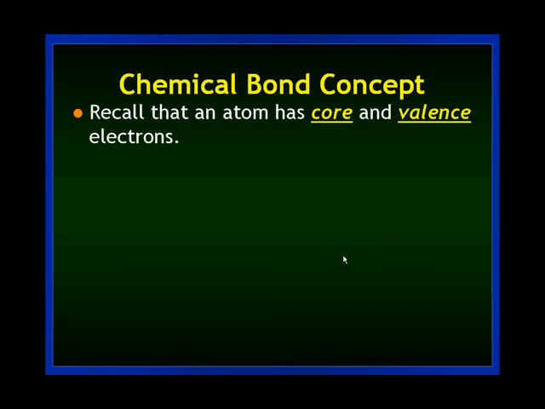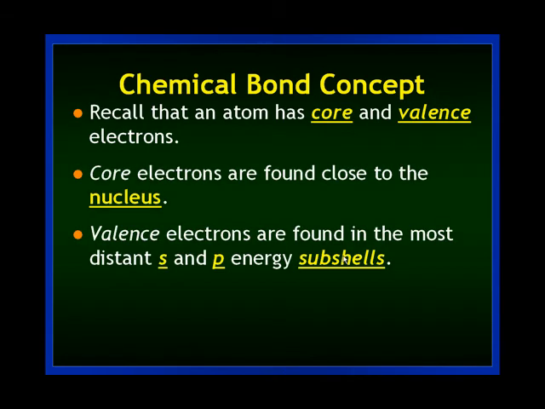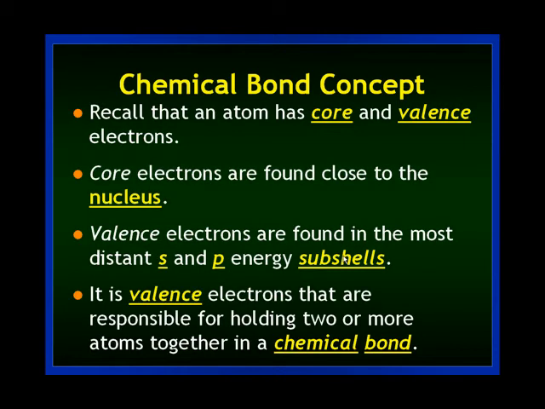Okay, so an atom can have core and valence electrons. Core electrons are anything that's not valence. In the last section, we learned about valence electrons. Those are the outermost electrons in the s and p subshells, and those are the ones available for bonding. Core electrons are found close to the nucleus, but it's valence electrons that are responsible for the chemical properties of atoms and different compounds, and it's valence electrons that are responsible for holding two or more atoms together using a chemical bond.